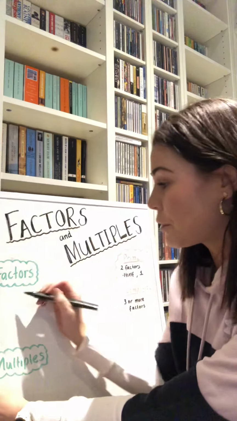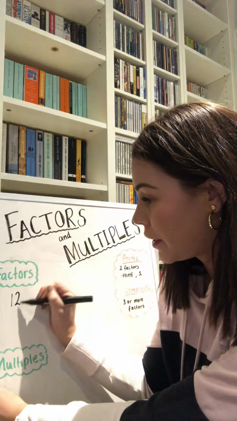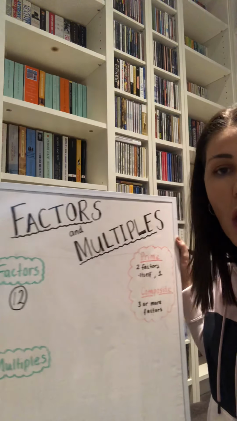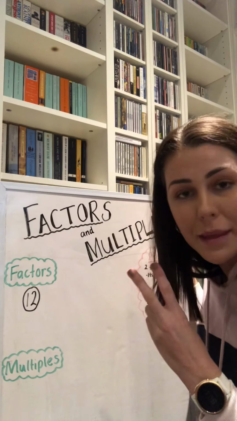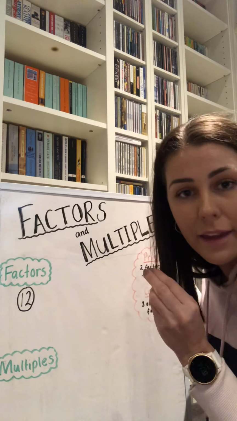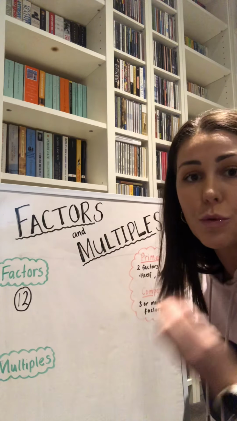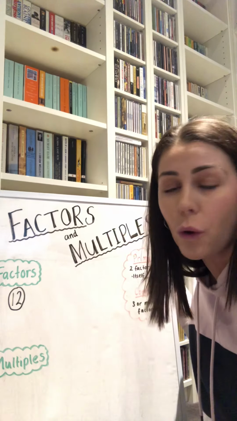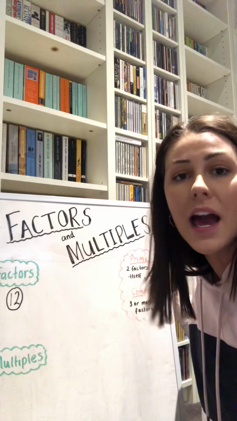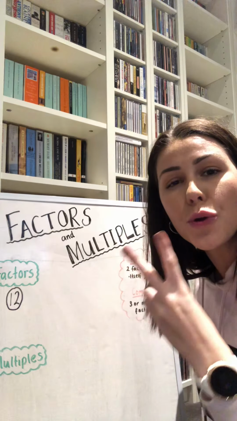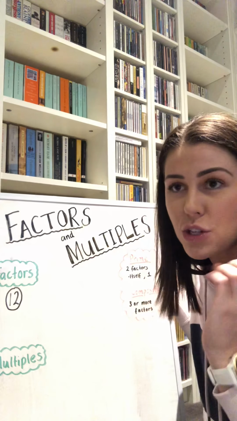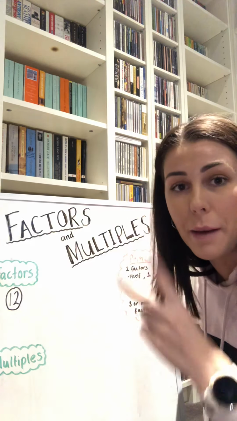So for the factor, I'm going to write the number 12 here. Now the number 12 is our magic number. We need to find two numbers that when we times them together, or multiply them together, the answer will be 12. So think about all of your times tables that you know, all the way from your 1s to your 12s, and think about what two numbers when multiplied together will give you the answer of 12. I'll give you a couple of seconds to think about two numbers.